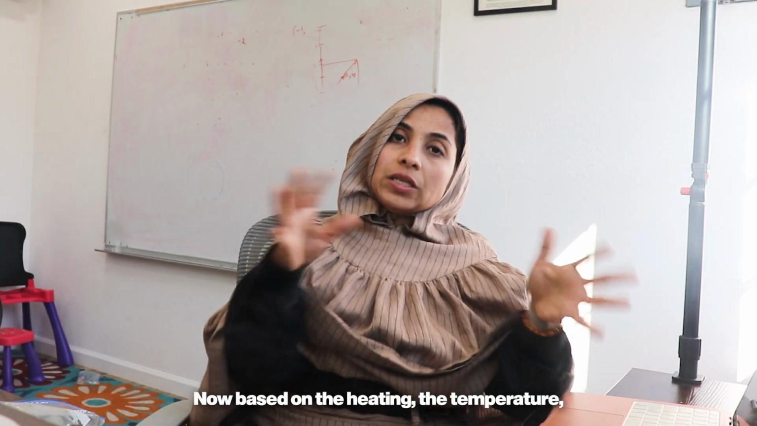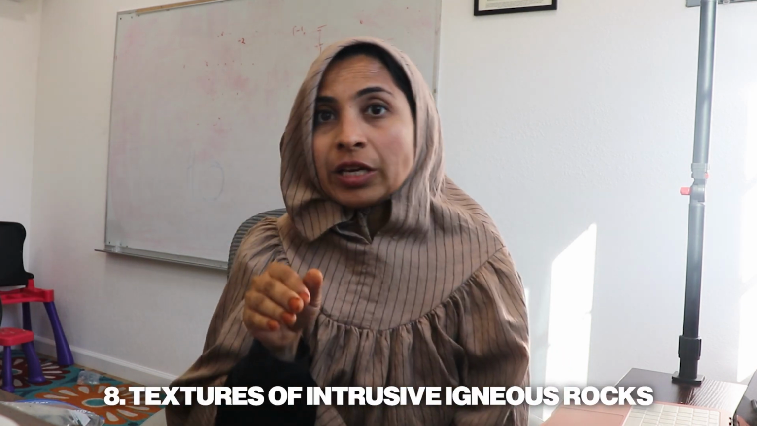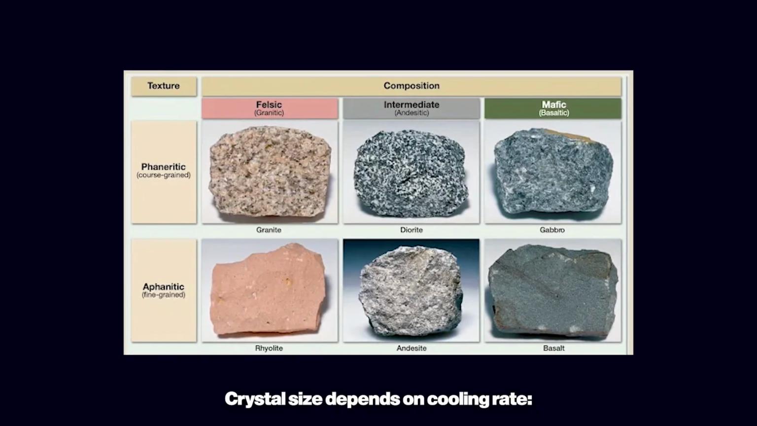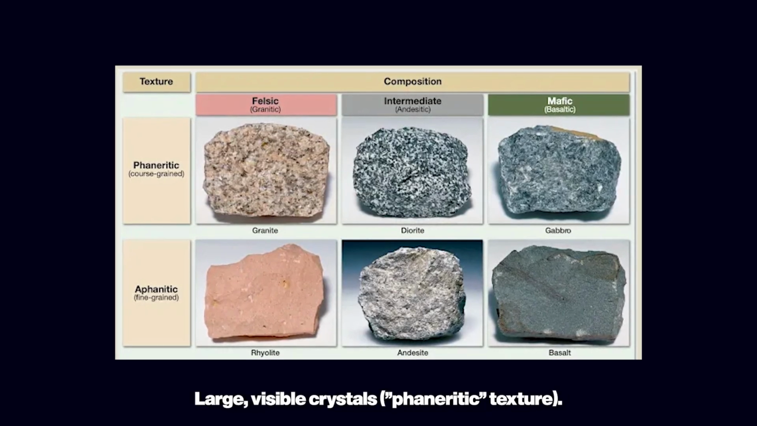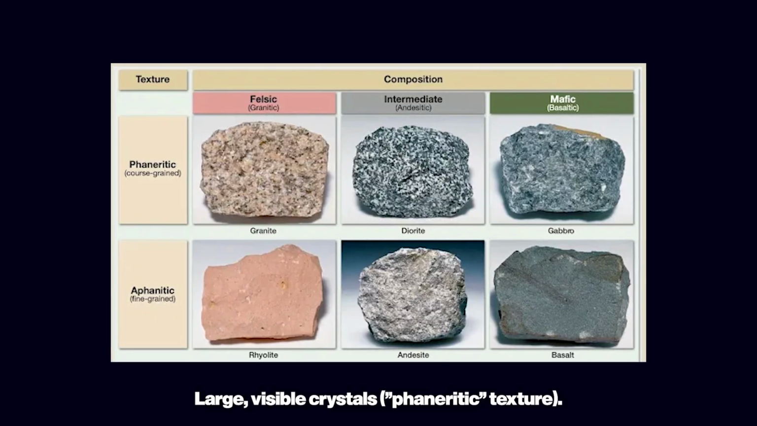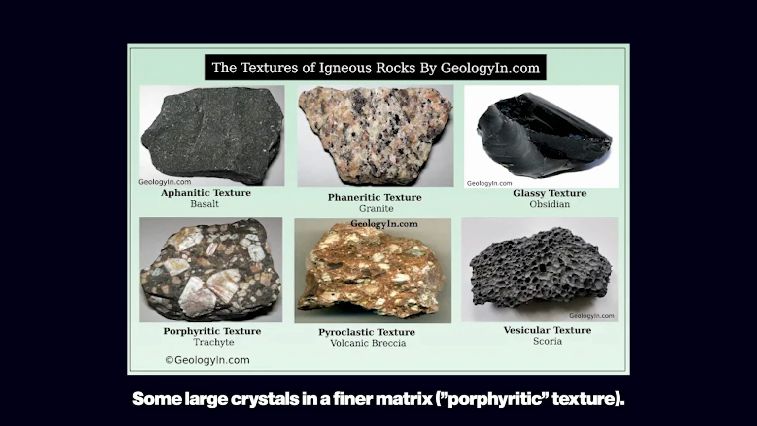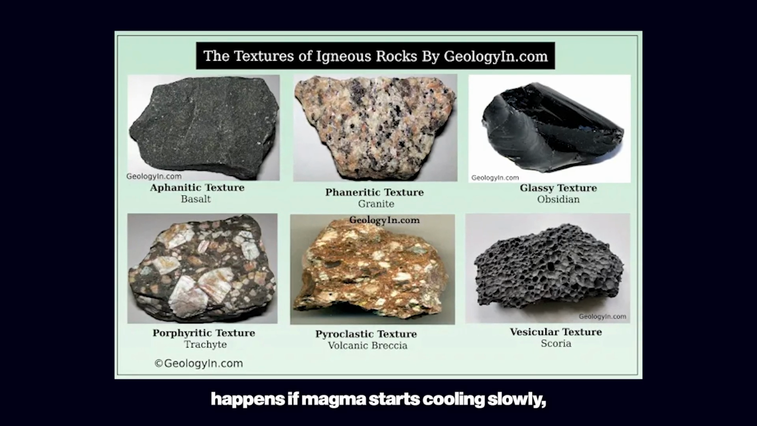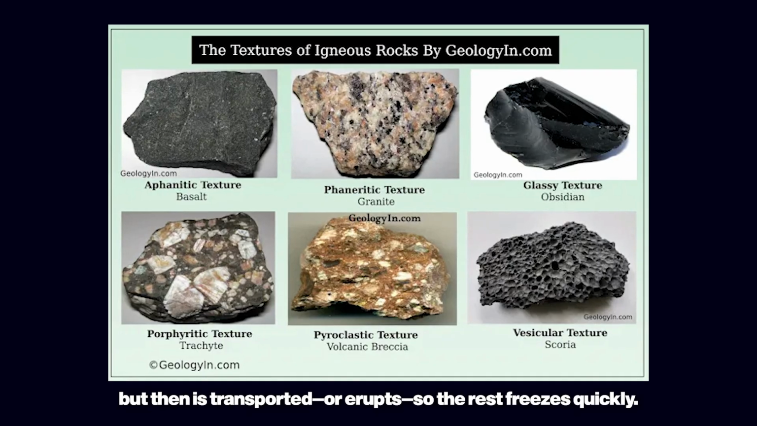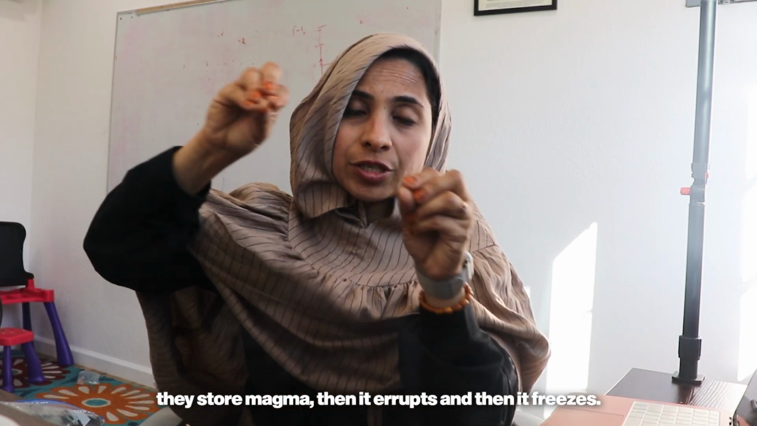Now, based on the heating, the temperature, where it's formed, all of that which we studied in the Bowen's reaction series, we can determine the textures of intrusive igneous rocks. Crystal size depends on cooling rate. So slowly cooling, deep underground, you have large visible crystals. It's called phaneritic texture. Two-stage cooling: some large crystals in a finer matrix, porphyritic texture. This happens if magma starts cooling slowly, but then is transported or erupts, so the rest freezes quickly. So you have a combination. Slow cooling magma, then it erupts and then it freezes.